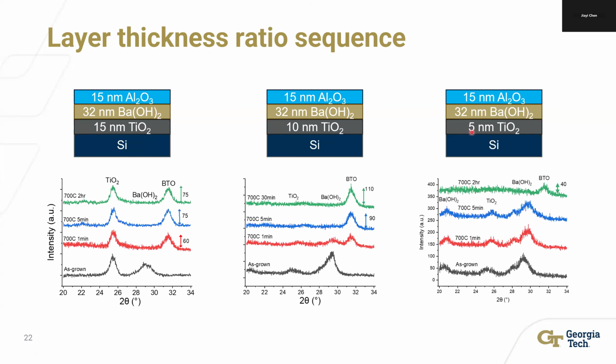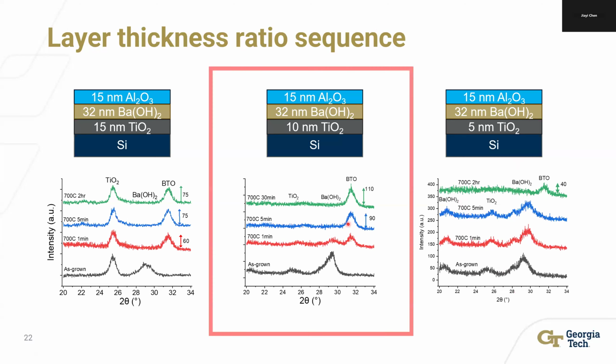And in this 5 nanometer TiO2 sample, we see that there is a small amount of barium hydroxide remaining after annealing. And we also see that the reaction kinetics became a lot slower, because the reaction is still not complete after 5 minutes. On the other hand, the other two structures' reactions are already complete after 5 minutes. So we think that the middle one is the perfect ratio.